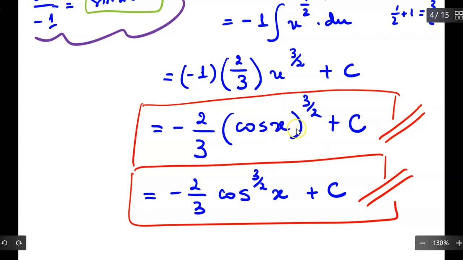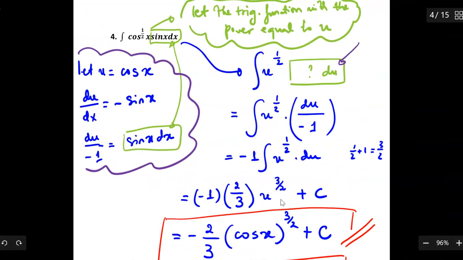Just to remind everyone, I write it like this to remind everyone that you must have the exponent outside the brackets here because you raise this whole function to this exponent. Okay, so if you don't have the bracket, this exponent will read as the exponent for x. And this one is the same thing as you write cos to the 3 over 2 multiplied by x.